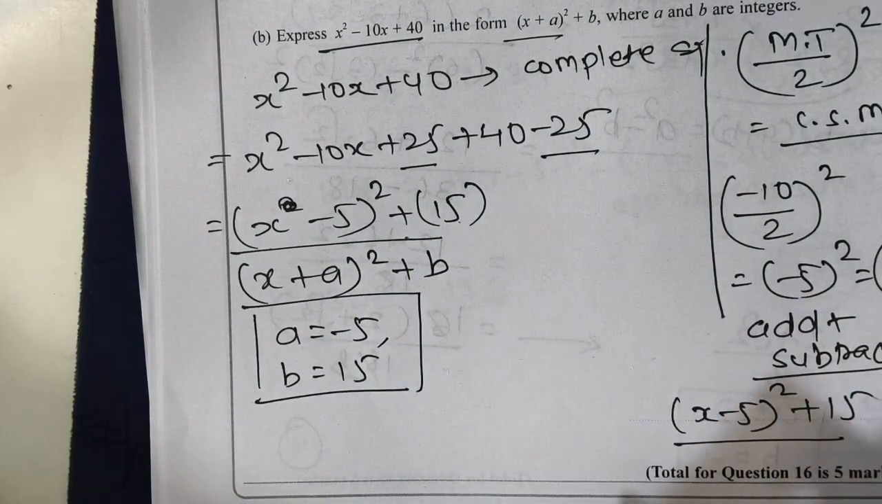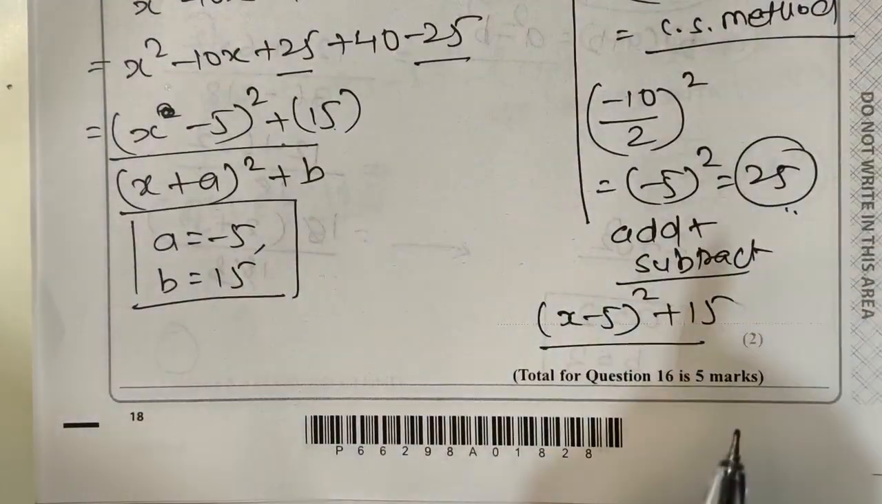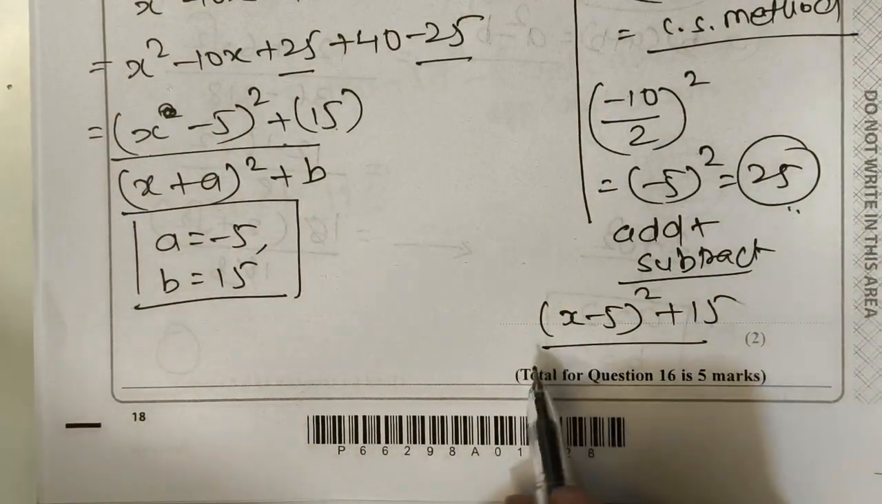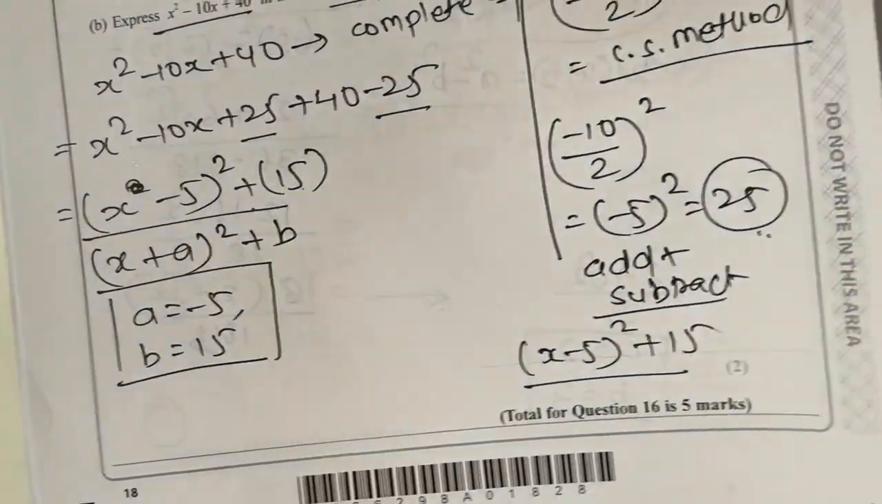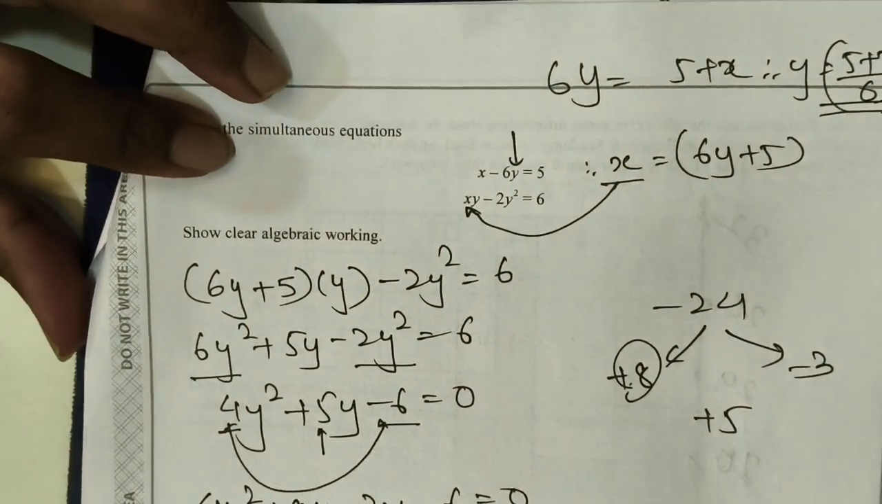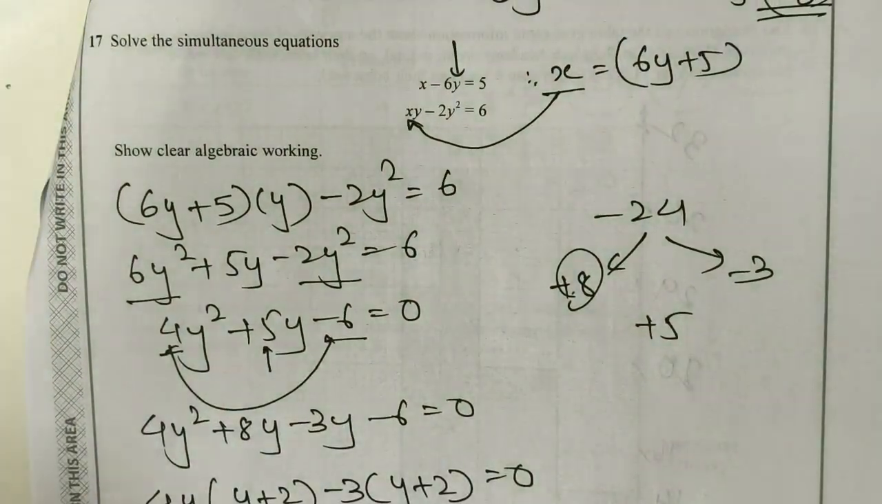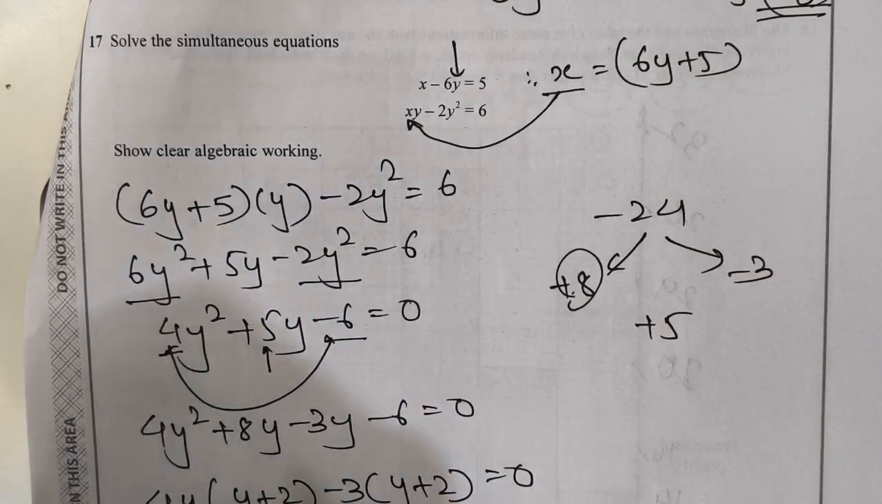They might not ask you a and b, find the value of a and b. They simply might ask you to find just the expansion form. Okay? Cool. Let's do the next one. Now this one is more of solving the simultaneous equation.